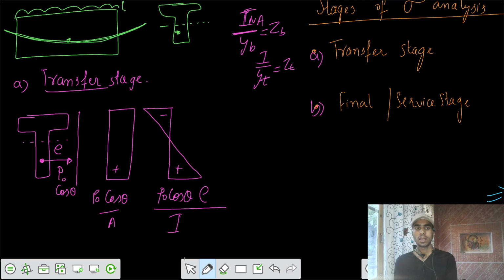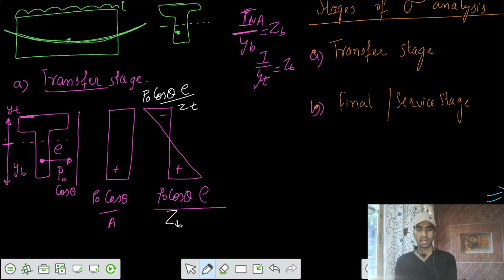Y top, how much is it? We can say this is y top. From the neutral axis, how much is the distance of the extreme fiber? That's y top, and this is your y bottom. Directly we can write z bottom, z top. This is z bottom, and at the top we can write p naught cos theta e by z top.